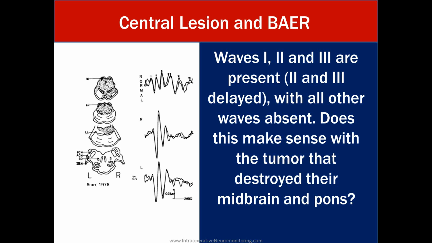Central lesions in ABRs: wave 1, 2, and 3 are present, but wave 2 and 3 are a little bit delayed, with all other waves absent. Does this make sense with the tumor that destroyed their midbrain and pons? So if wave 1, 2, and 3 are present, and 2 and 3 are a little bit delayed, that would cause some kind of compression on the cochlear nucleus and possibly the nerve itself as it exits, or possibly some stretch on the nerve, making it delayed so it's still present but not completely normal. And then wave 5 is aberrant, so that would make sense clinically.